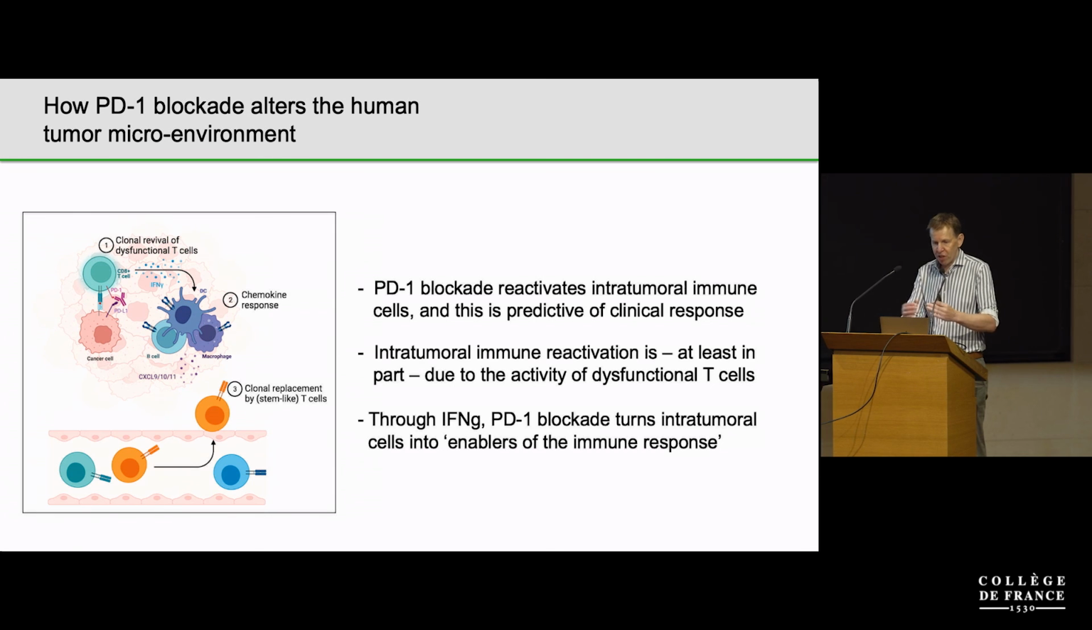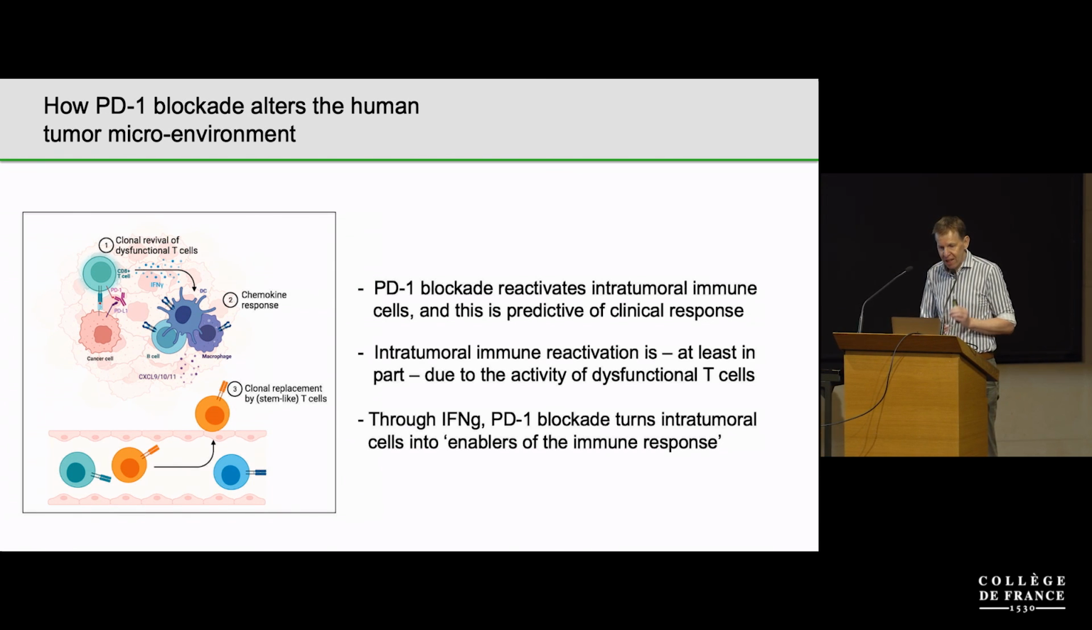So it's not just a systemic response that you're reactivating, there's stuff happening at the tumor site. And this immune reactivation is at least in part due to the activity of dysfunctional T cells, exhausted T cells. Third point, coming back to this cytokine spreading through interferon gamma, PD-1 blockade turns intratumoral cells, including tumor cells, into what I could call enablers of the immune response, a phrase coined by Tony Ribas.